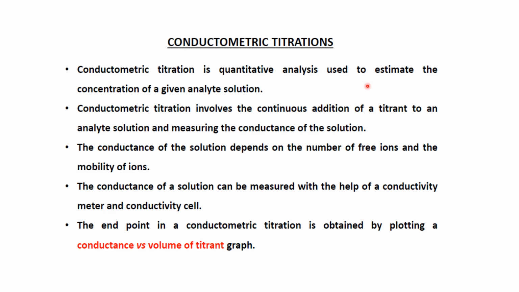So it is used to estimate the concentration of a given analyte solution. It involves the continuous addition of a titrant to an analyte solution and measuring the conductance of the solution. The conductance of the solution depends on the number of free ions and the mobility of the ions. The conductance can be measured with the help of the conductivity meter and conductivity cell. The endpoint of the conductivity titration is obtained by plotting a conductance versus volume of titrant graph.